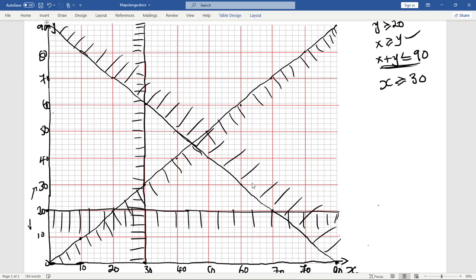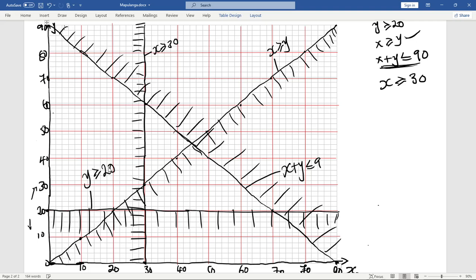Okay, so you can just go ahead and label the lines that we have. So this line here is x plus y less than or equal to 90. Then this line that we have there is x greater than or equal to y. Then this line that we have here, x is greater than or equal to 30. Then the line that we have here is for y greater than or equal to 20, like this here.